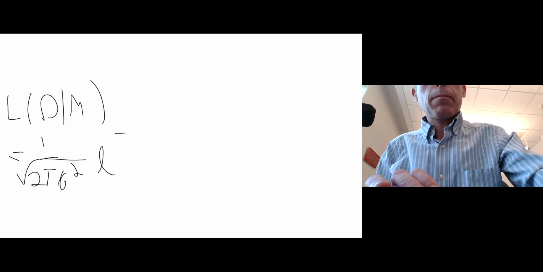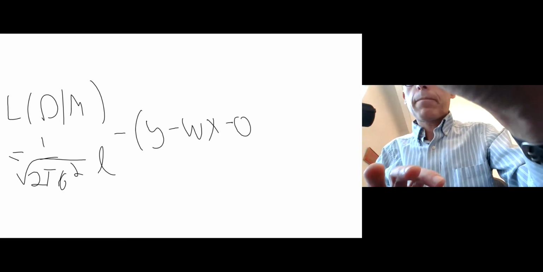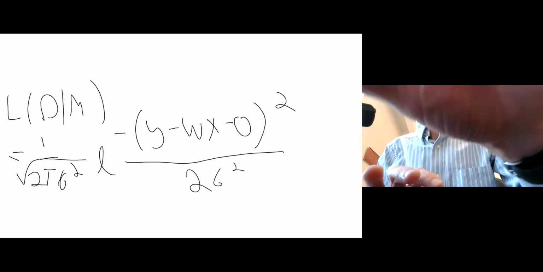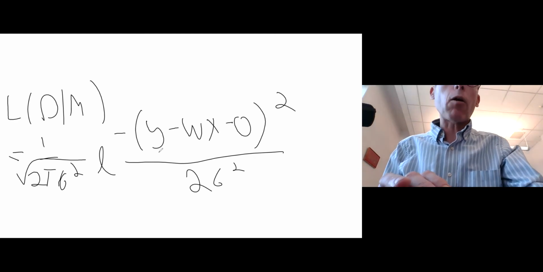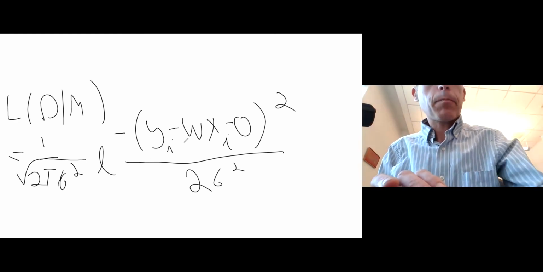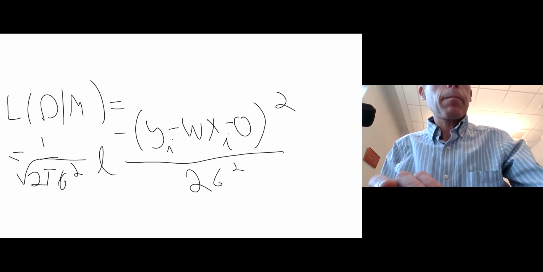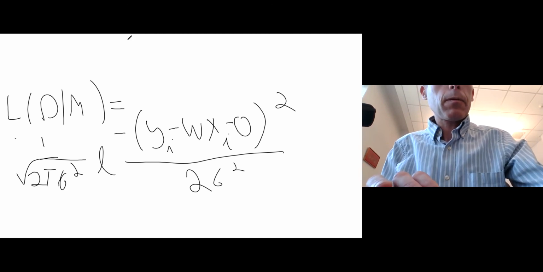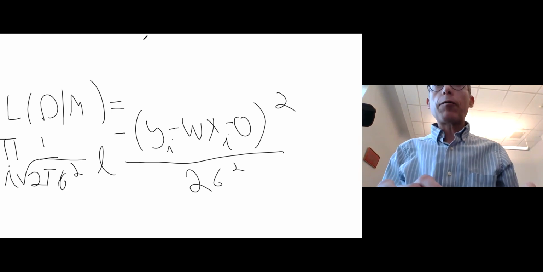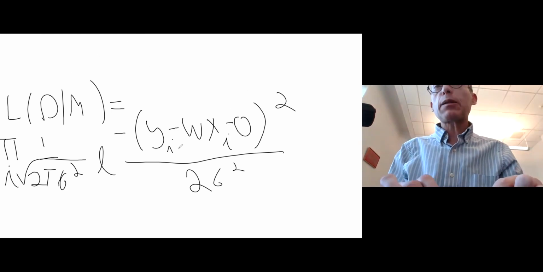Let me do it again. Okay, so this is the likelihood of the data, or this is a product over I of this, and when you take the derivative with respect to W, what you get basically is this part here.